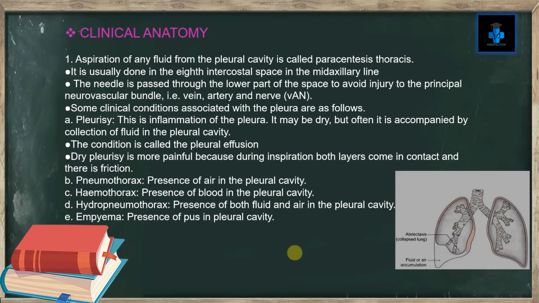Aspiration of any fluid from the pleural cavity is called paracentesis thoracis. It is usually done in the 8th intercostal space in the mid-axillary line. The needle is passed through the lower part of the space to avoid injury to the principal neurovascular bundle, that is, veins, arteries, and nerves.